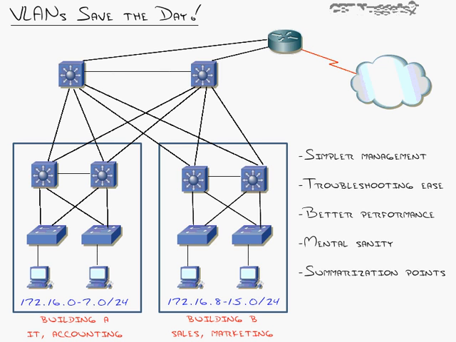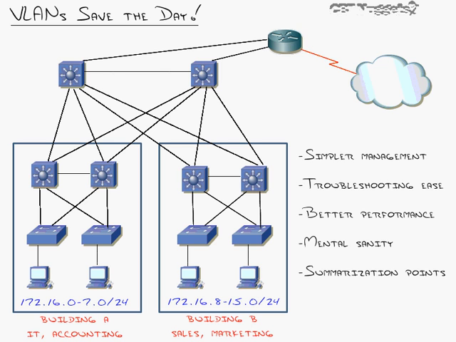For example, I just took a small piece of our enterprise composite model, zooming in on two user blocks. Let's say that we have building A over here that has the IT department and the accounting department, and building B has the sales and marketing department.